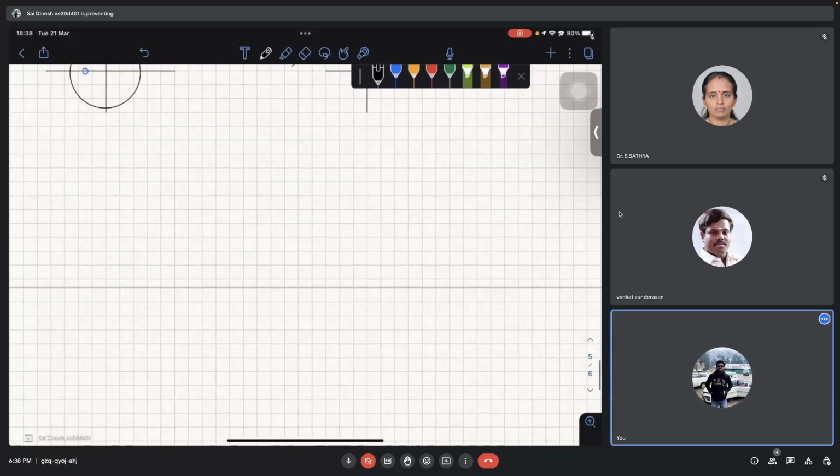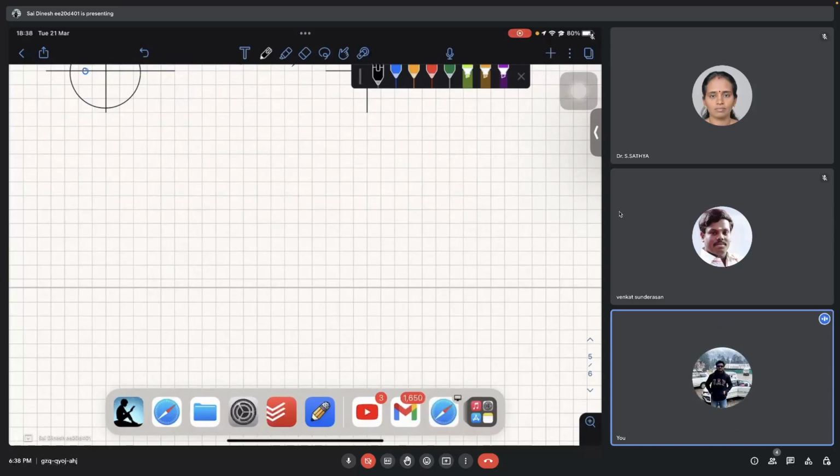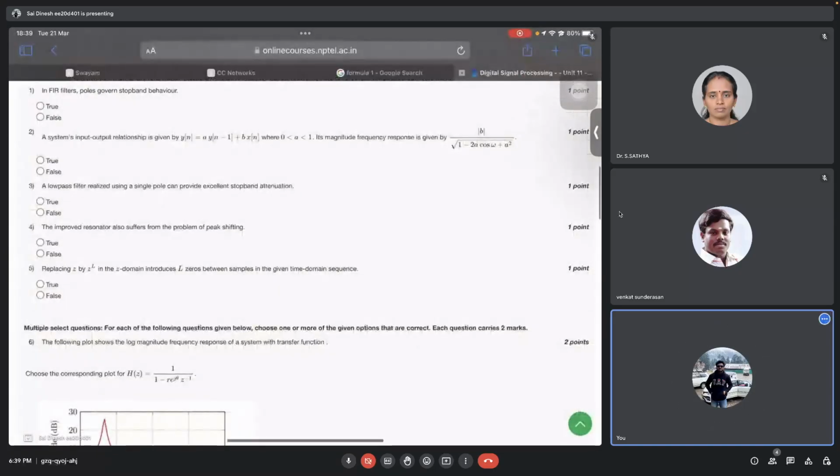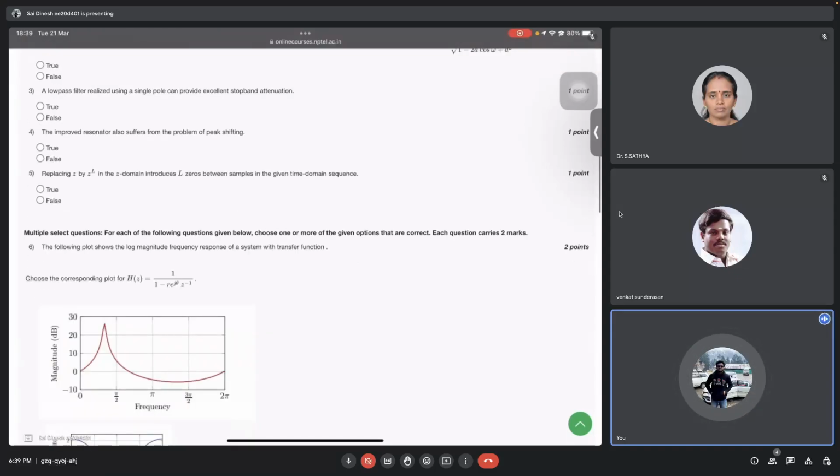Okay, so let's do question number 3. A low pass filter realized using a single pole can provide excellent stop band attenuation. We just discussed it, right? So a low pass, how do we get? And then the fourth one is improved resonator.